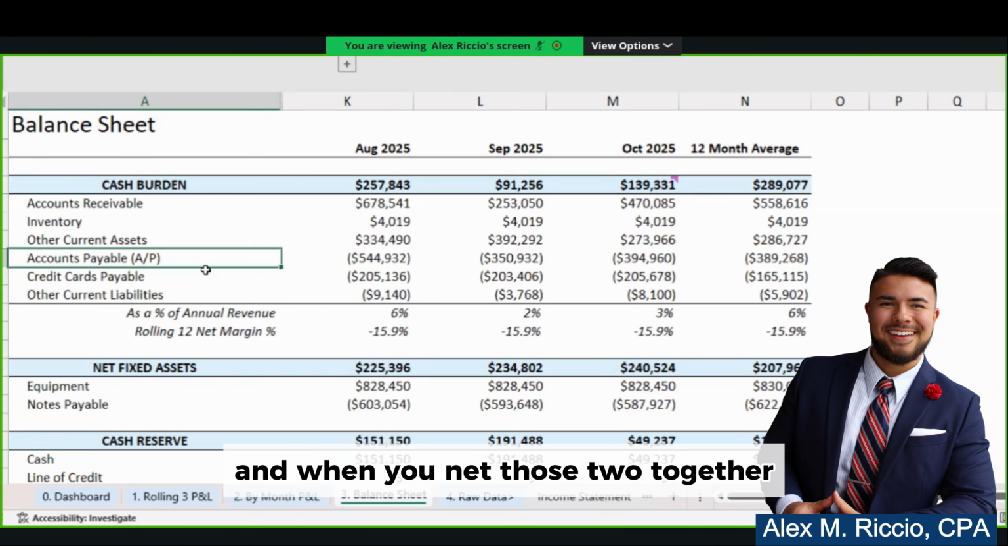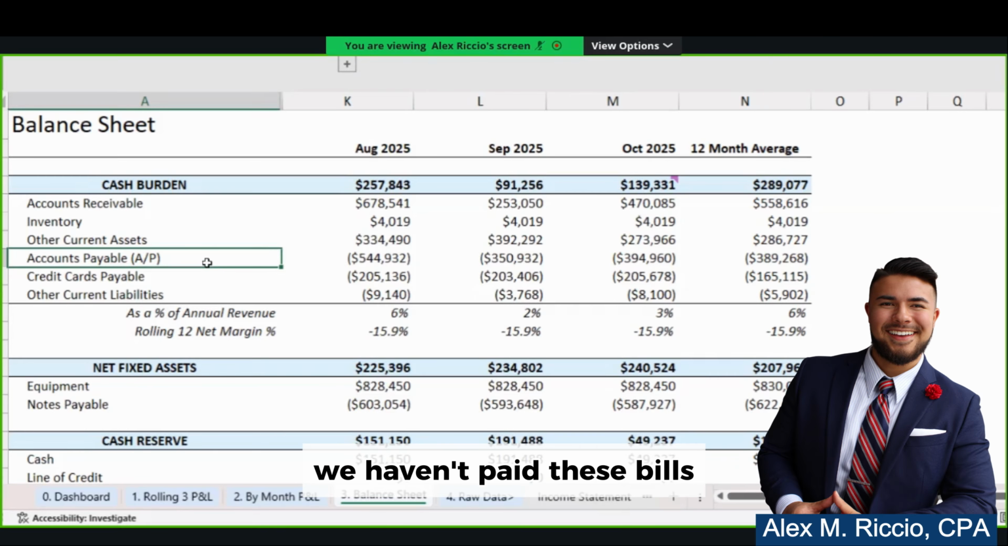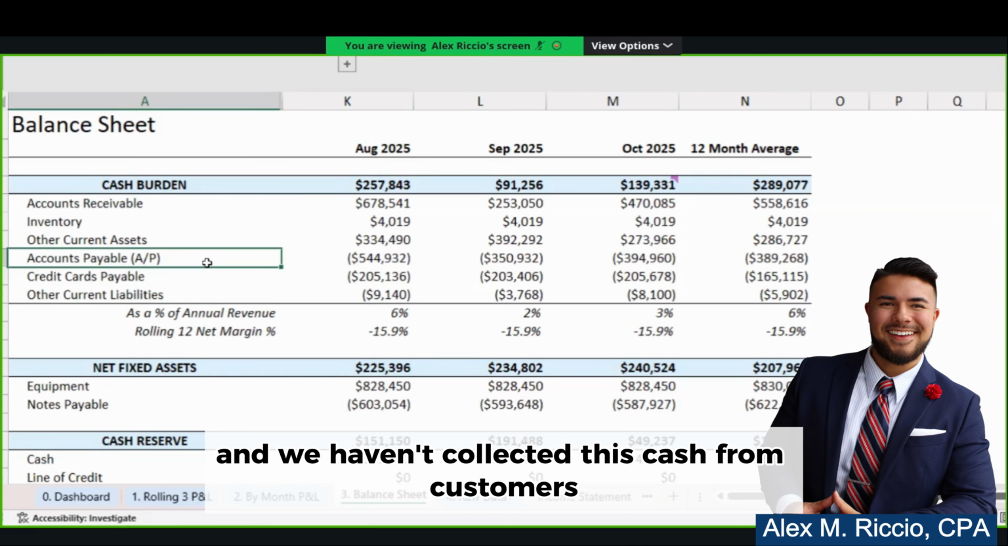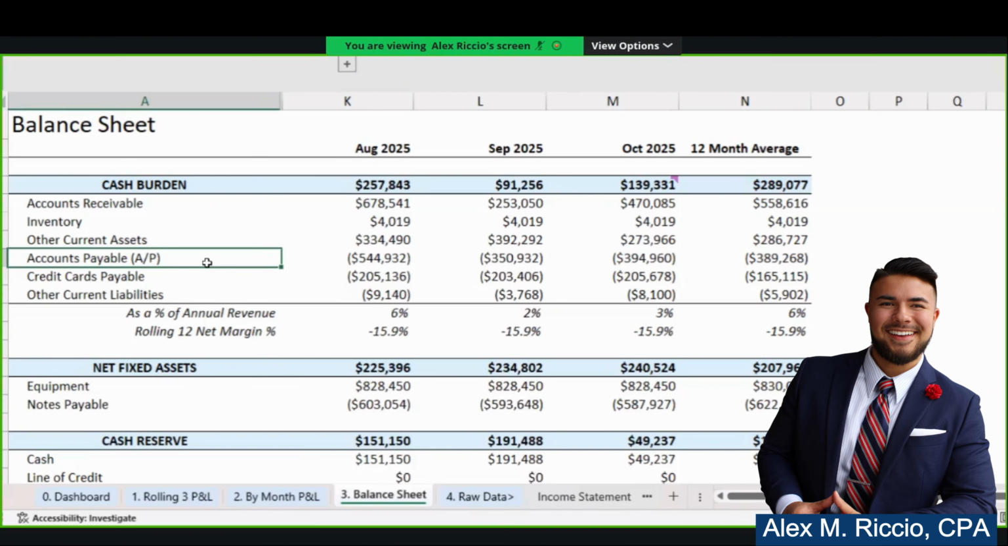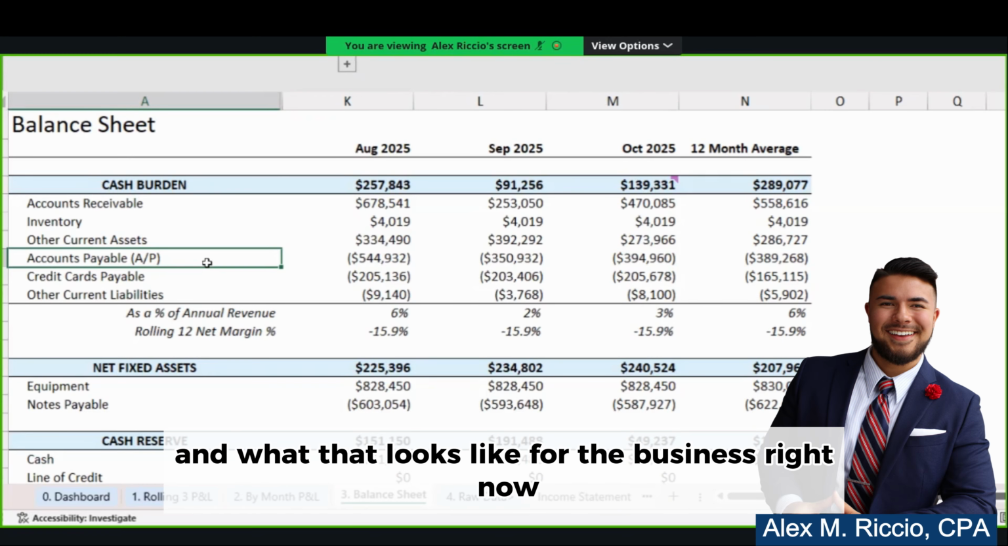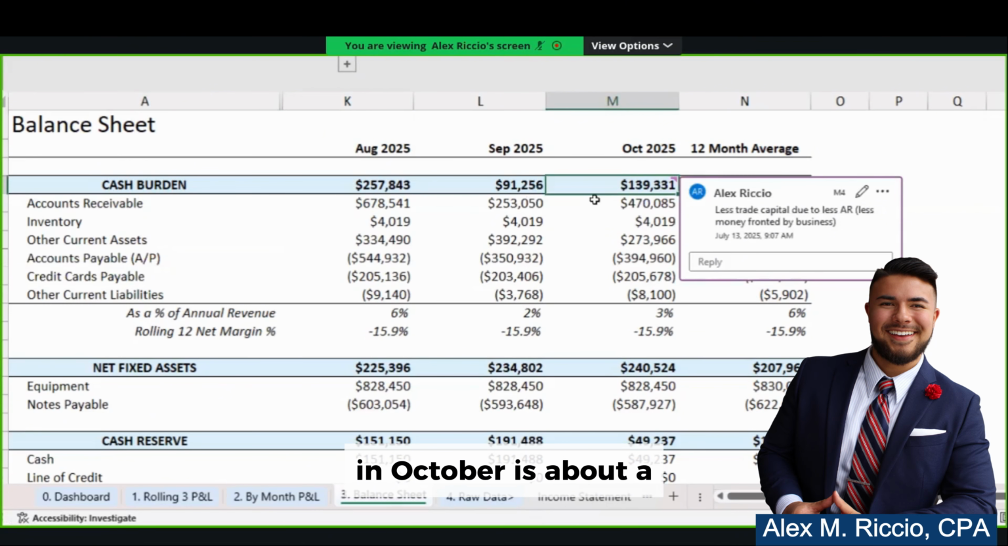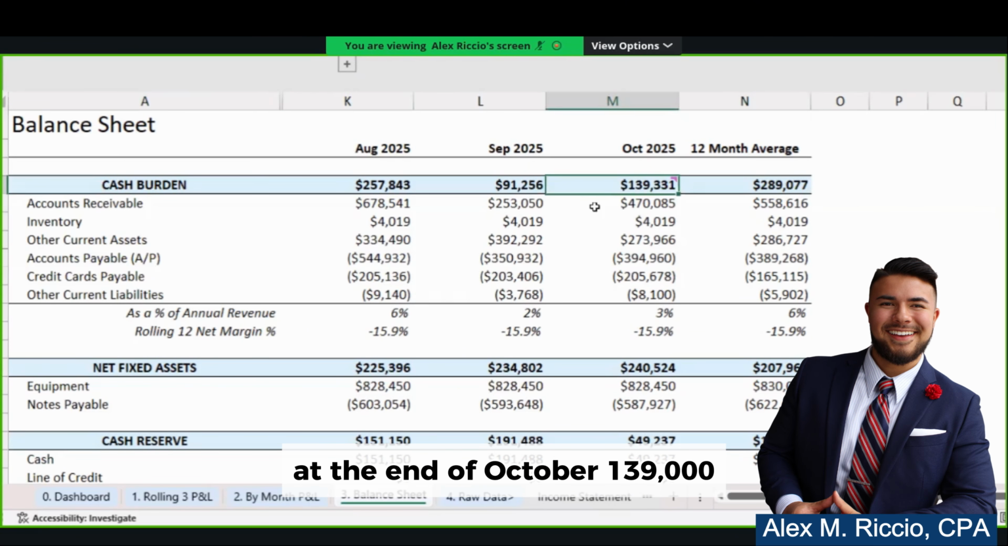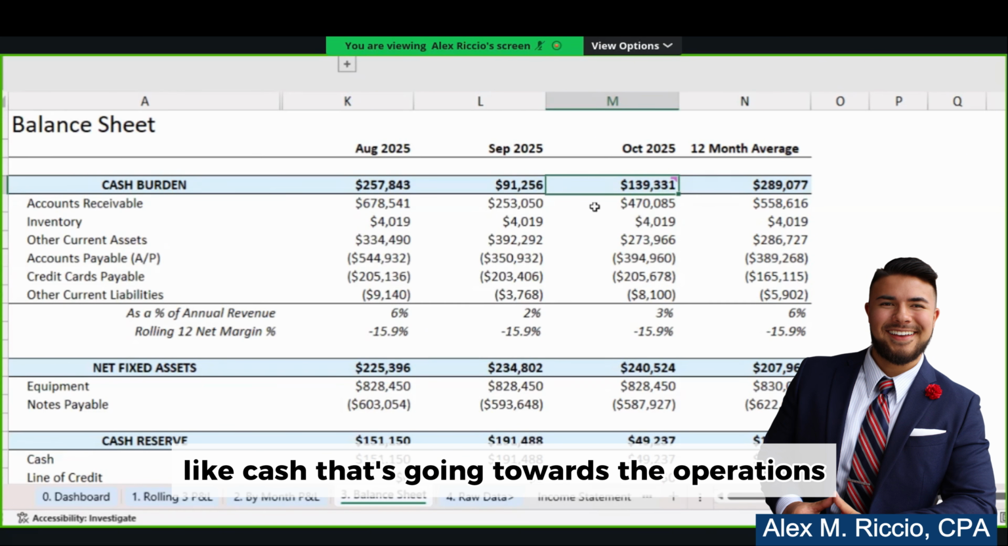And when you net those two together, you're essentially saying, okay, we haven't paid these bills and we haven't collected this cash from customers. What is our net amount that is going out the door to fund the operations, net of all of that? And what that looks like for the business right now in October is about, at the end of October, 139,000. That is basically working capital, like cash that's going towards the operations.